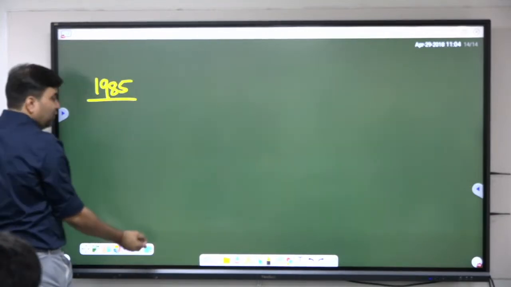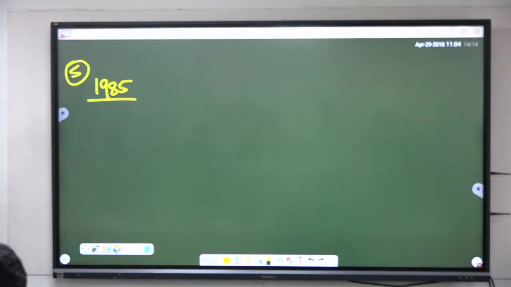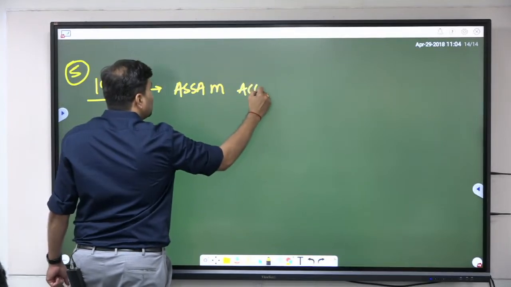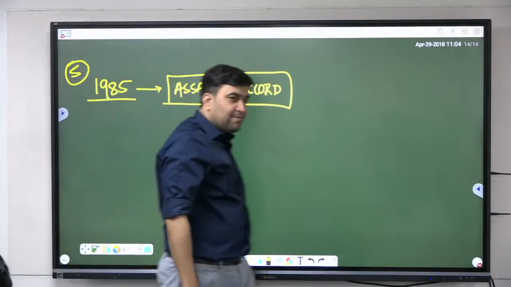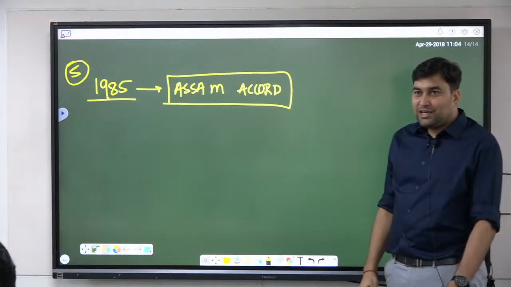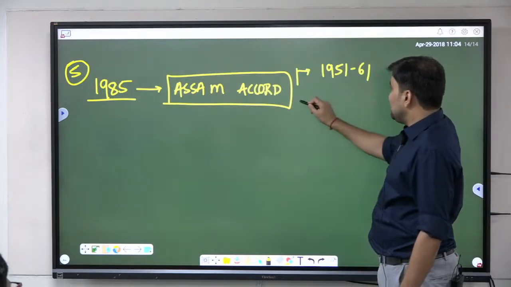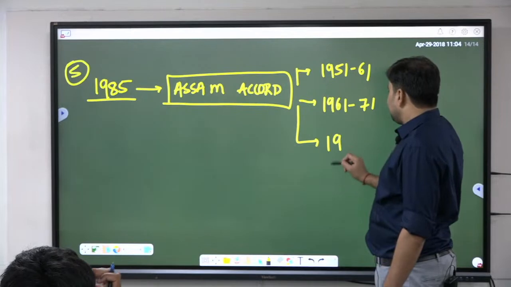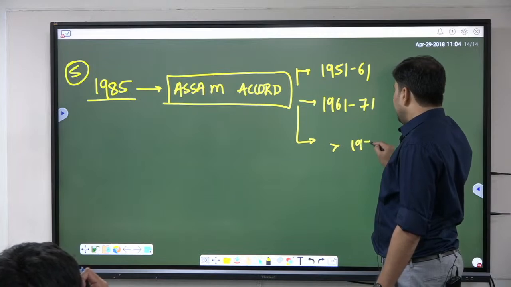Point number 5. Hence, in 1985, what was signed? Assam Accord. Hence, in 1985, the Assam Accord was signed between the government of India and the ASU. As per this Assam Accord, there were 3 provisions: for people staying in Assam between 1951 to 61, people from 1961 to 71, and people present post 1971.